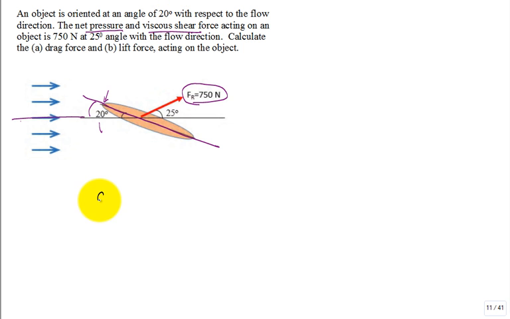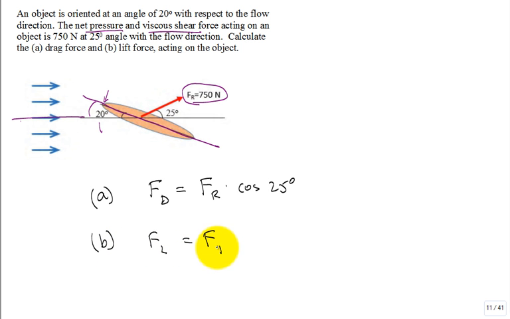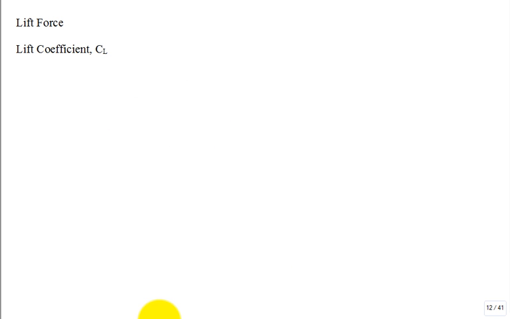What would be the answer for part A? The drag force would be F resultant times cosine 25 times cosine of 20? No, come on. Does the 20 degrees come into play or not? 20 degrees does not come into play. Anything using sine or cosine of 20 degrees is wrong. So how about for part B, the lift would be that component of F_R which is perpendicular or normal to the flow direction. So we have now introduced that lift force. Again, the lift force is normal to the flow direction.